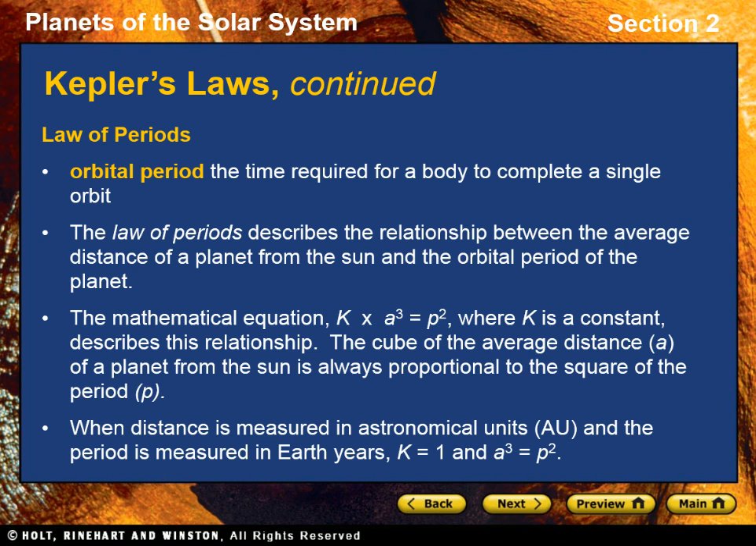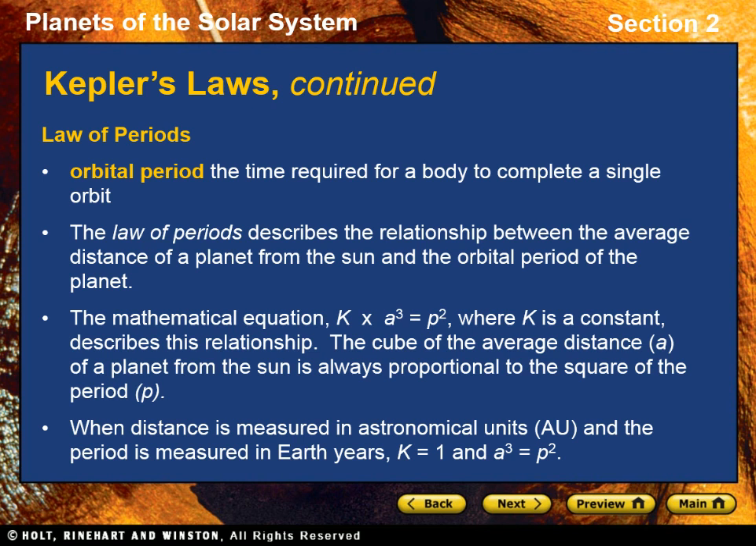The mathematical formula that describes this relationship is k times a cubed is equal to p squared, where k is a constant. When distance is measured in astronomical units, AUs, and the period is measured in Earth years, k is equal to 1, and therefore a cubed is equal to p squared. Scientists can figure out how far away the planets are from the Sun by using this law, because they can measure the orbital periods by observing the planets.